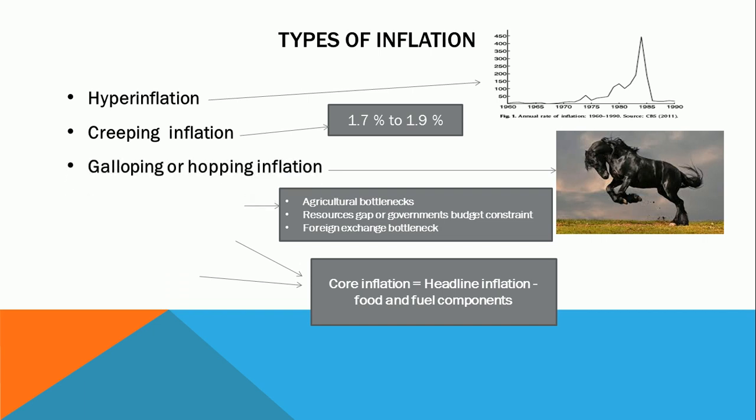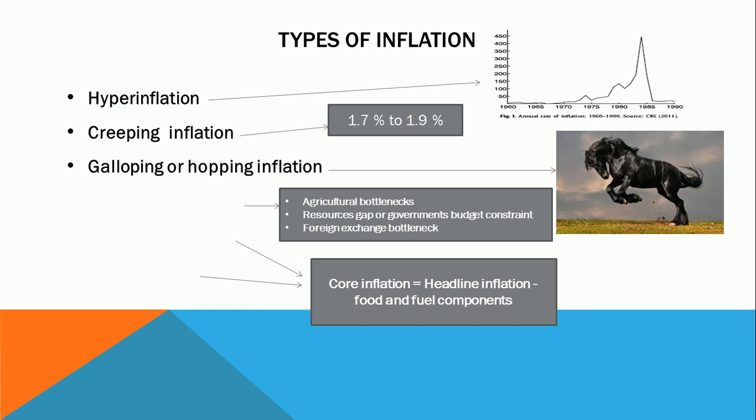Galloping or hopping inflation. Now, hyperinflation and galloping inflation are both used for high inflation. But the basic difference between the two is that galloping is a sustained rise. That is, if every year there is a rise of 10% in inflation, then it is known as galloping or hopping. It can be more than 10%; I'm just using 10% as an example. But hyperinflation is a very short-term phenomenon. It is a sudden change in prices. So this is the difference.